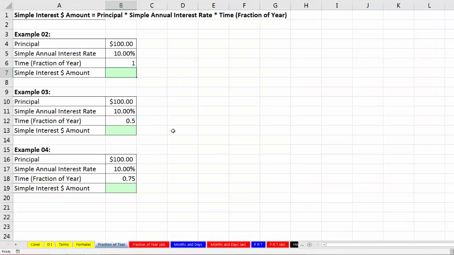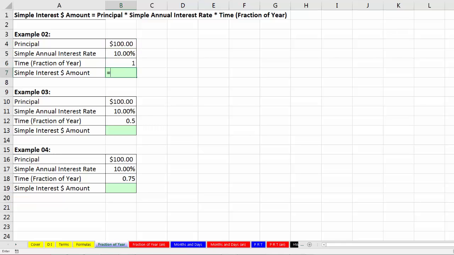Now, on the fraction of a year sheet, we have three examples. And notice time is given as 1. That means a year. Here, it's a half a year. Here, it's 3/4 of a year. So our calculation is simple. Principal times rate times time.